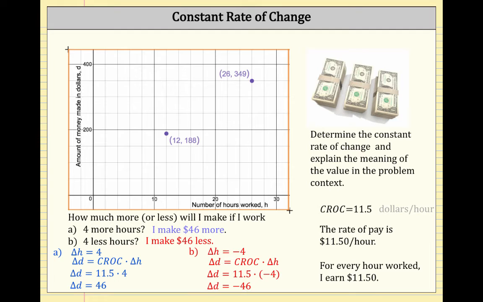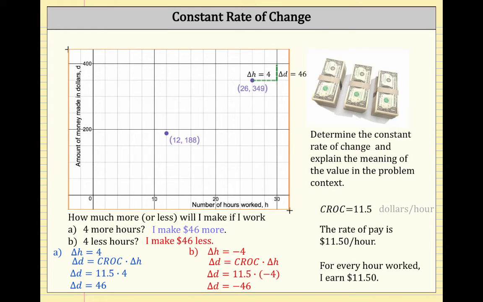Now let's look at it visually. Let's first look at part A. So over here, my hours changed, it was 4 hours additional, and I made $46 more. So if I add 4 to my hours, it's 30. And if I add 46 to the amount of money I made, that would tell us that I made $395. So 30, 395 would represent the coordinate for how much I made working 30 hours. For 30 hours worked, I'd make 395. That's using that idea of change. You can actually make predictions about the actual hours and dollars made. It doesn't matter where you take it relative to.